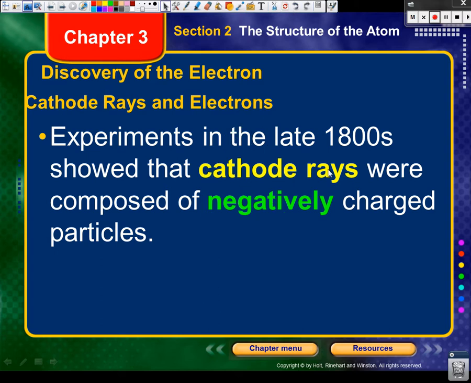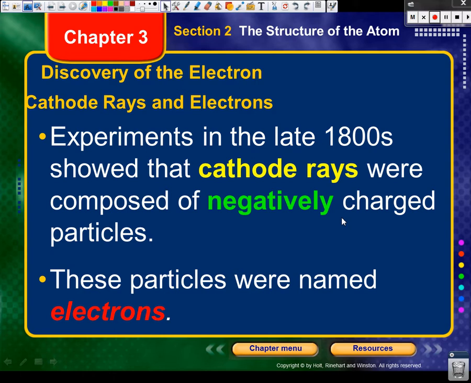All right, so let's talk a little bit about history. There are 3 guys we need to know from the historical standpoint. So cathode rays and electrons. Experiments in the late 1800s showed that the cathode rays, and I'm going to show you in a picture in just a second, so I know you don't know what that means, were composed of negatively charged particles. And what did they call those particles? Electrons.